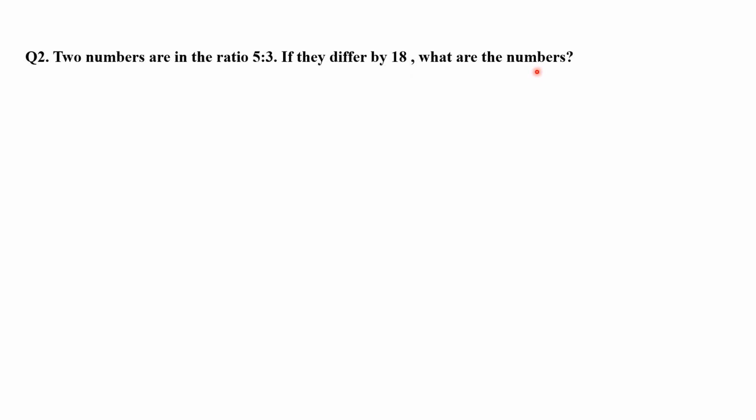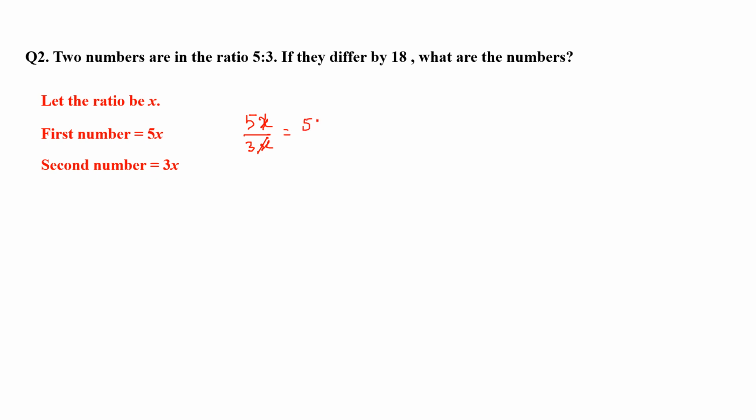So whenever the question says the ratio is 5 is to 3, your first step is to let the ratio be x. So if you take the ratio as x, what will happen? The first number will become 5x and the second number will be 3x. Now, it is given that two numbers are in the ratio 5 is to 3. So if you find the ratio of the first number, 5x, with the second number, 3x, x and x will get cancelled and the ratio is 5 is to 3 only, isn't it?